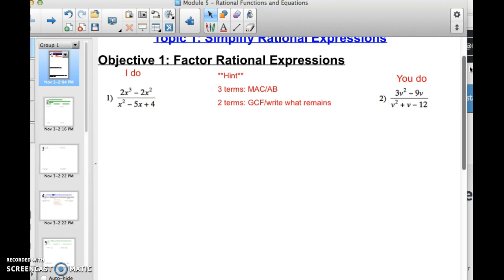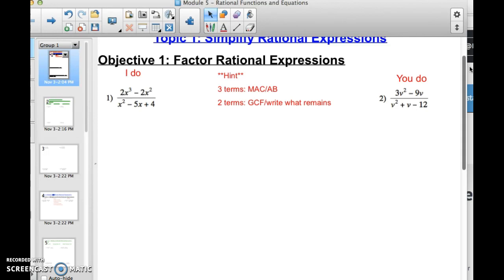I put a hint here that helps remind me of what strategy to use for factoring depending on how many terms exist. If you remember way back from Module 3, if there's 3 terms, I use the MAC-AB strategy, or find factors that multiply to the outside and add to the inside term. And if there's 2 terms, I'm going to find the GCF, factor that out, so divide each term by the GCF, and then write what remains, technically in factored form. So those are just clues to help you remember which strategies to use.